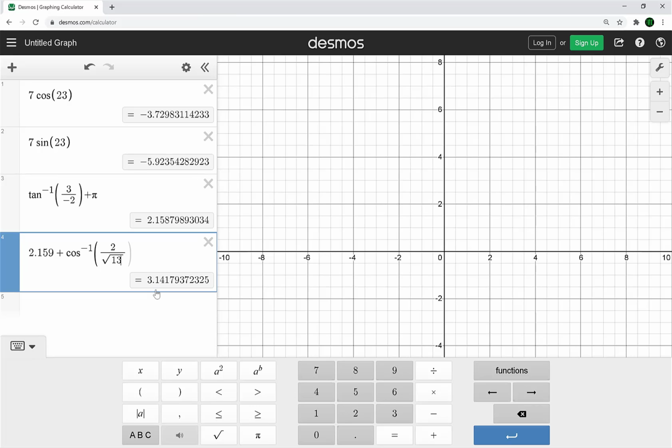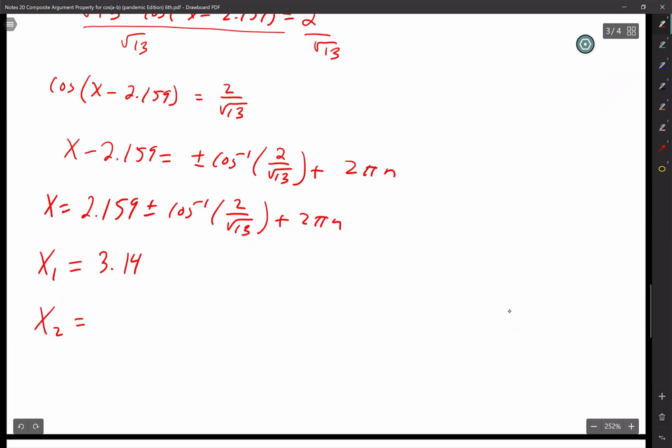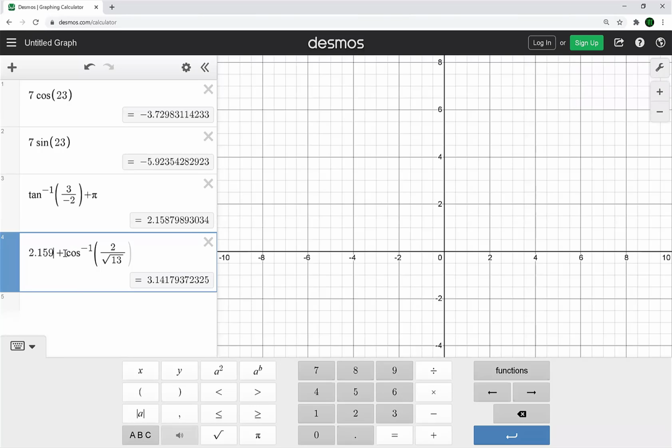Well, 3.1418 is one of them. So let's go to 3.1418 plus 2 pi n. And maybe that's too many digits. Maybe I should just go 3.142, because that one might not be accurate, the fourth digit. And I'm going to change the plus to a minus and see what I get. 1.176.